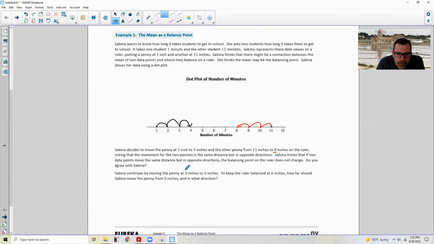Now Sabina continues by moving the penny at 4 inches to 6. So then let's go 2 more to 6. To keep the ruler balanced at 6 inches, how far should Sabina move the penny from 8 inches and in what direction? Well, if we went 2 more, then this one has to go the opposite direction, which is left, because the other one went right. And there we have it. So to keep it balanced, how far should Sabina move the penny from 8 inches? Okay, she should move it 2 more inches to the left.